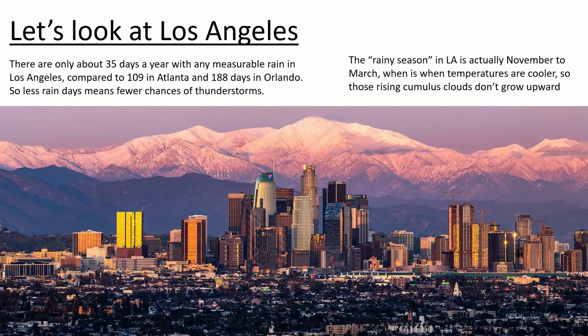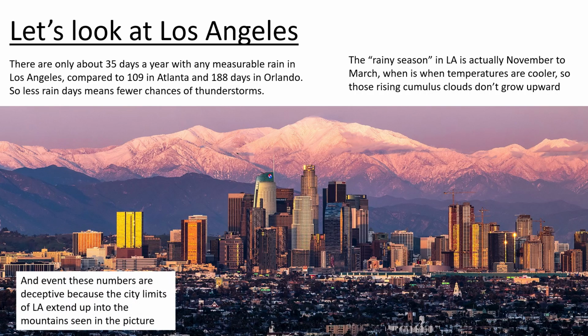So the rainy season in LA, where they get most of their 35 days, is actually November to March. Well, November to March, that's wintertime. Temperatures are lower, things are cooler. So you can't generate those nice, tall, rising cumulus clouds as easy. So when Los Angeles gets their rain, it's not warm enough for thunderstorms to typically develop.